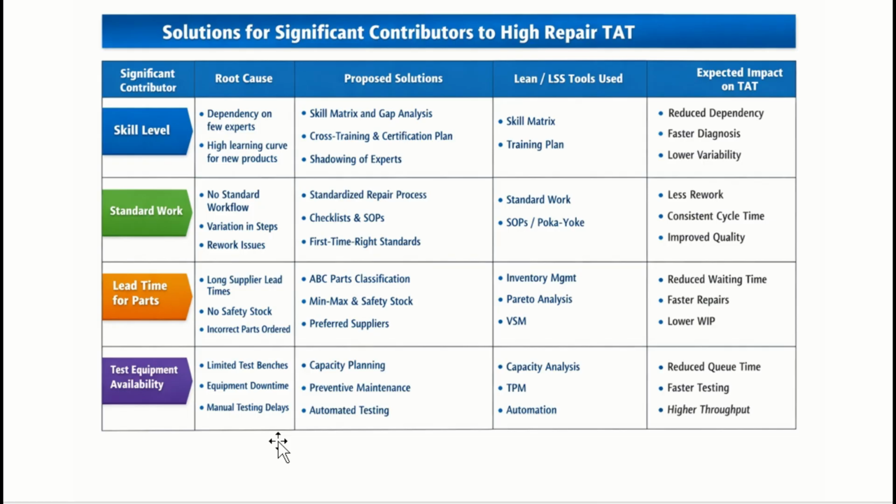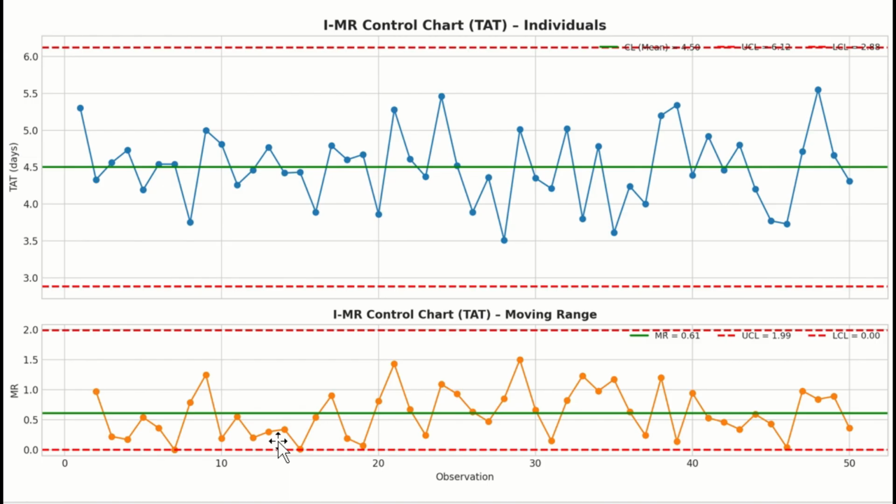After implementing all these solutions in the process, the team further collected data and figured out improvements. They created an IMR control chart, and all these points are within the upper and lower control limits, which shows that the new process is significantly in control. If you look at the center line, which is at 4.5, it means the cycle time has reduced from 14 working days to an average of 4.5 days. And the variation is also within the control limits, as seen in the moving range chart.